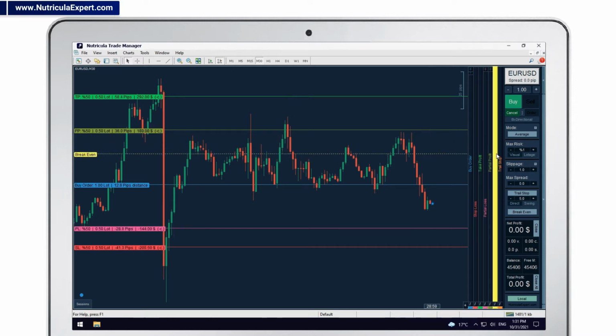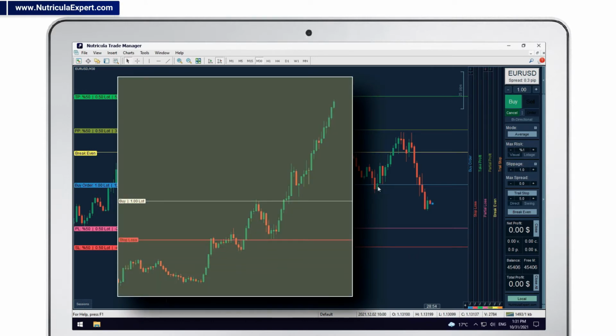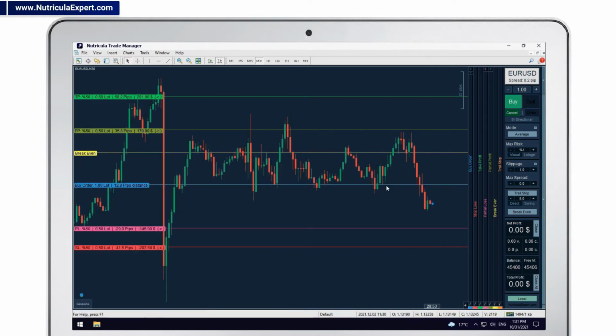The next bar is used to place the break-even line. When the price touches the yellow line called break-even, the stop loss will automatically move to the entry point and your position will be risk-free. Also, with the help of this last bar, you can place a trail stop line that after the price reaches it, the stop loss starts moving behind the price in a specific distance and deposits the maximum possible profit into your account. By the way, Nutricula supports two different methods of trail stop.